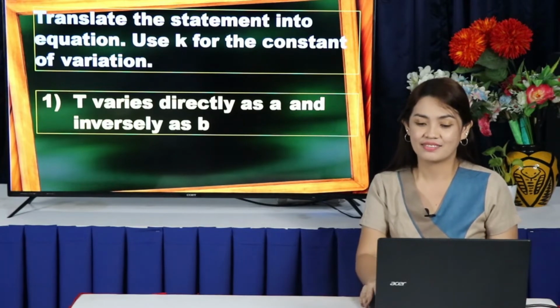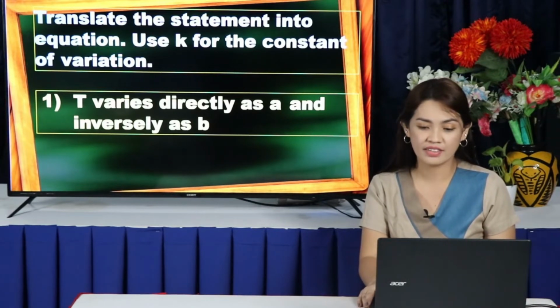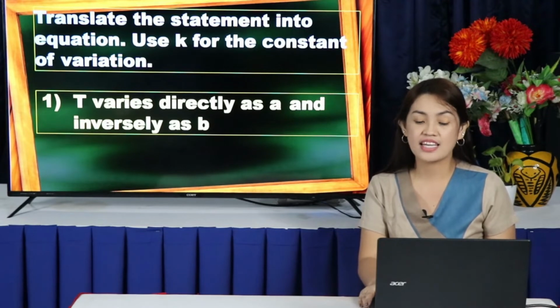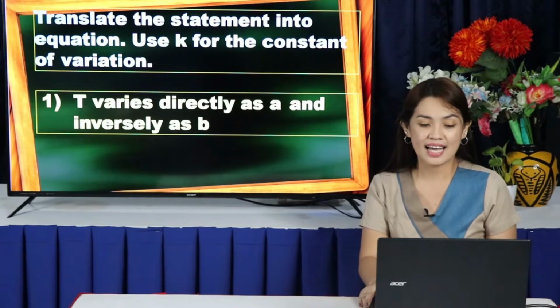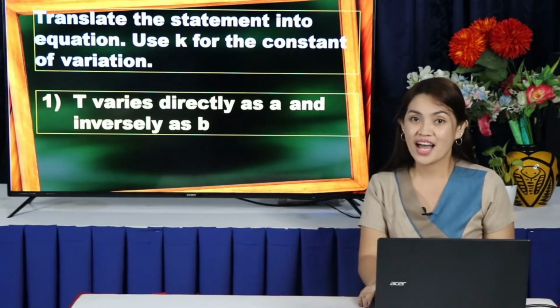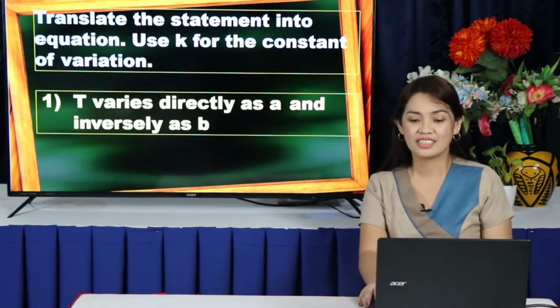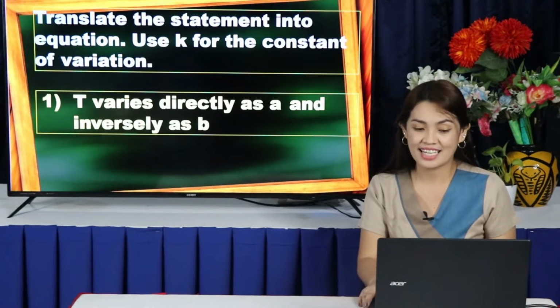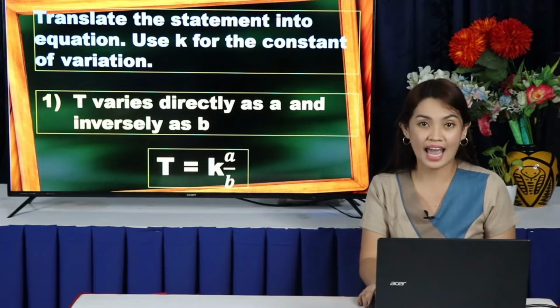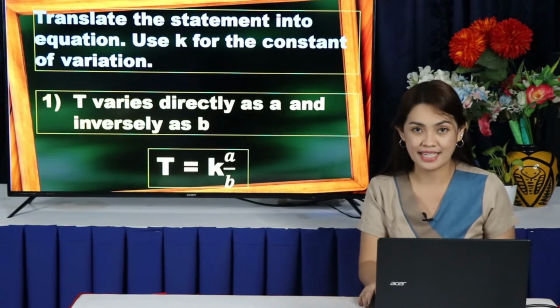Let's get started. Number 1. Translate this statement into mathematical equation. T varies directly as A and inversely as B. What is your answer? Well done! The mathematical equation is T equals K times A over B.